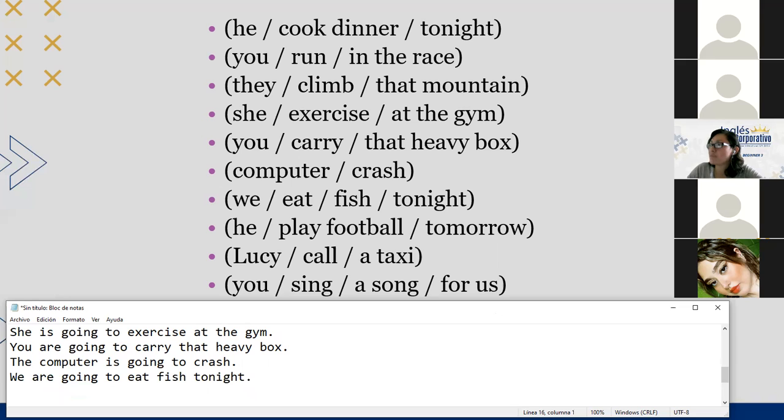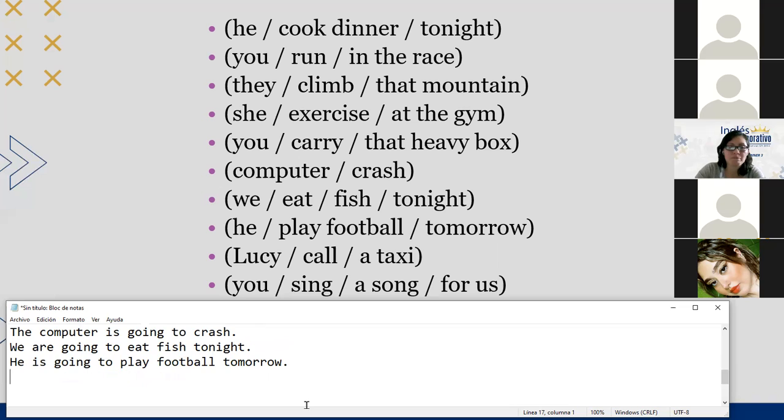Next. He's going to play football tomorrow. Football tomorrow. He's going to play football tomorrow. Okay. The next one.